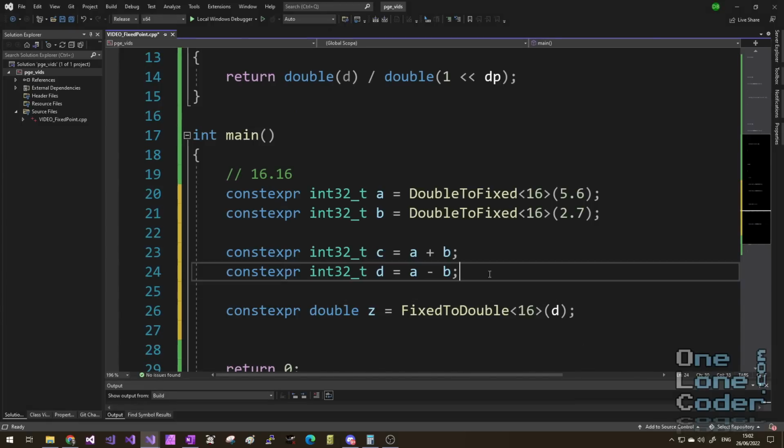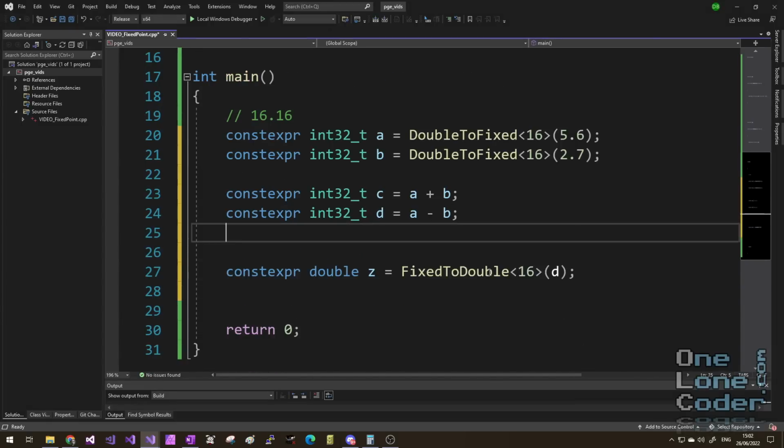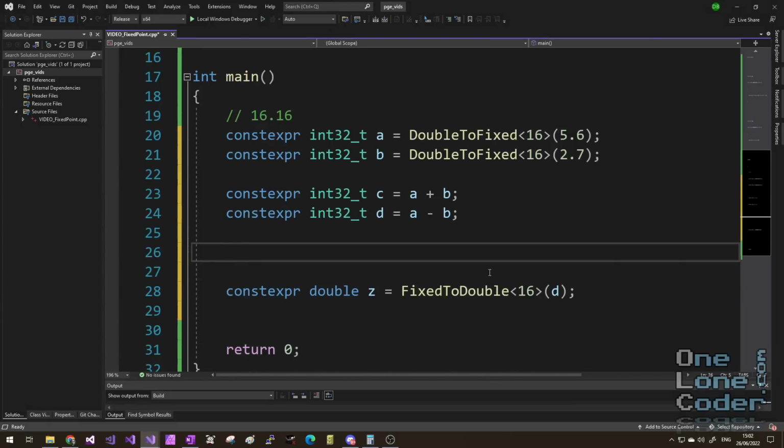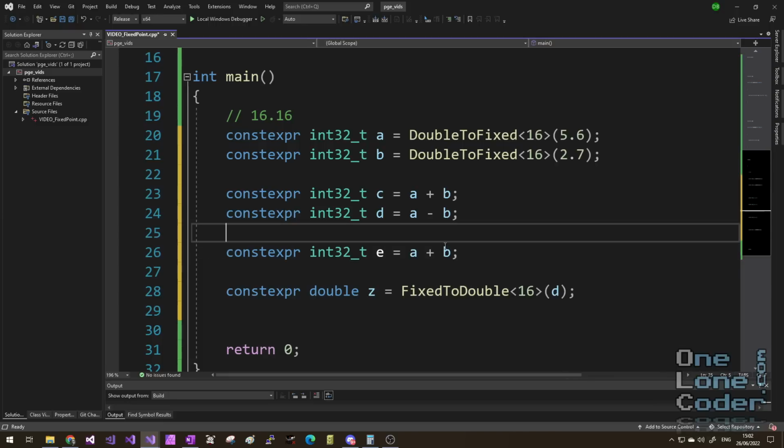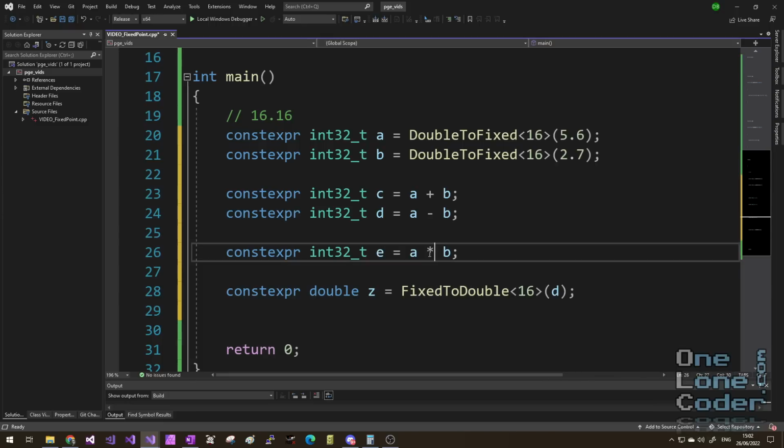Again, that looks pretty good. Right, let's do some multiplication. Now, we can't just rely on the integer multiplication alone. Don't forget we need to do some shifting. So effectively we're using the integer multipliers to do long multiplication. So I'll take this as a starting point. We'll call it E. And it's going to be A times B.